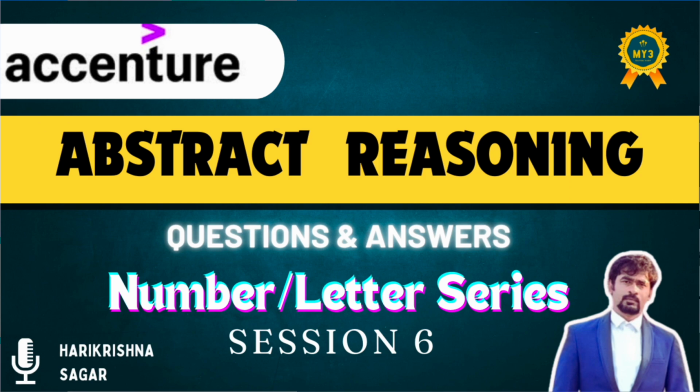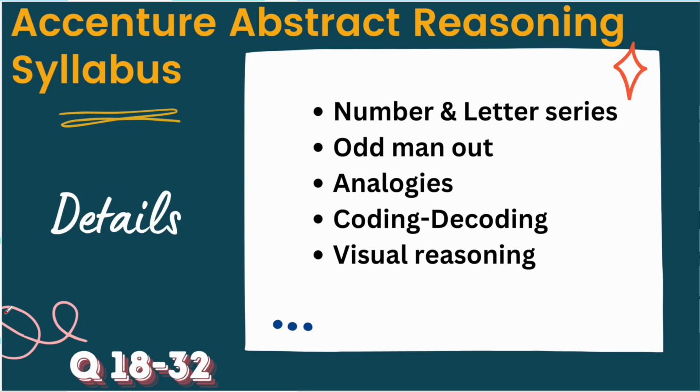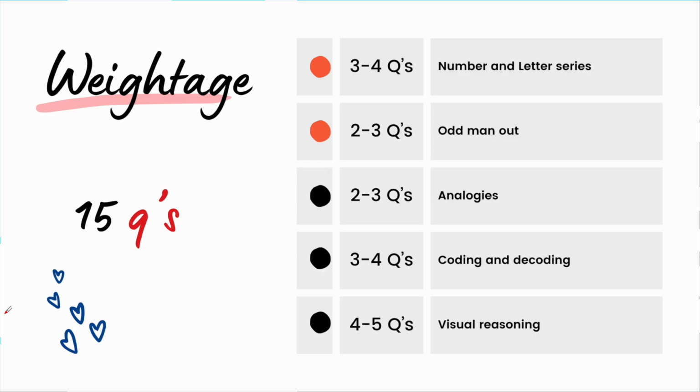In this session, we'll try to look at the questions which are related to number series and letter series. In the Accenture written test, from abstract reasoning, we are getting 15 questions. Out of 15 questions in the abstract reasoning, 3 to 4 questions are given from the number and letter series.